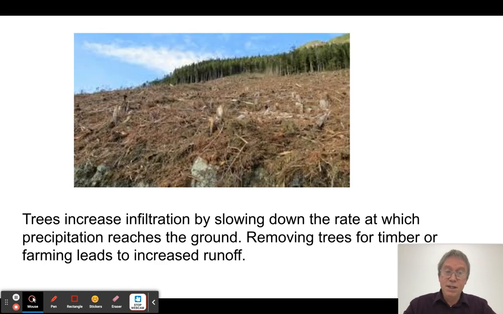Now, as I said, trees are very important because they slow down the rate at which the water reaches the ground. Even in a heavy rain, they slow it down and give the water a chance to infiltrate. But humans have this awful tendency to chop down trees and clear away land, either to sell as timber, to grow crops, or to make way for human housing. So humans are notorious for doing that. And each one of these activities, when we take away the trees, we increase runoff and all the problems associated with runoff.